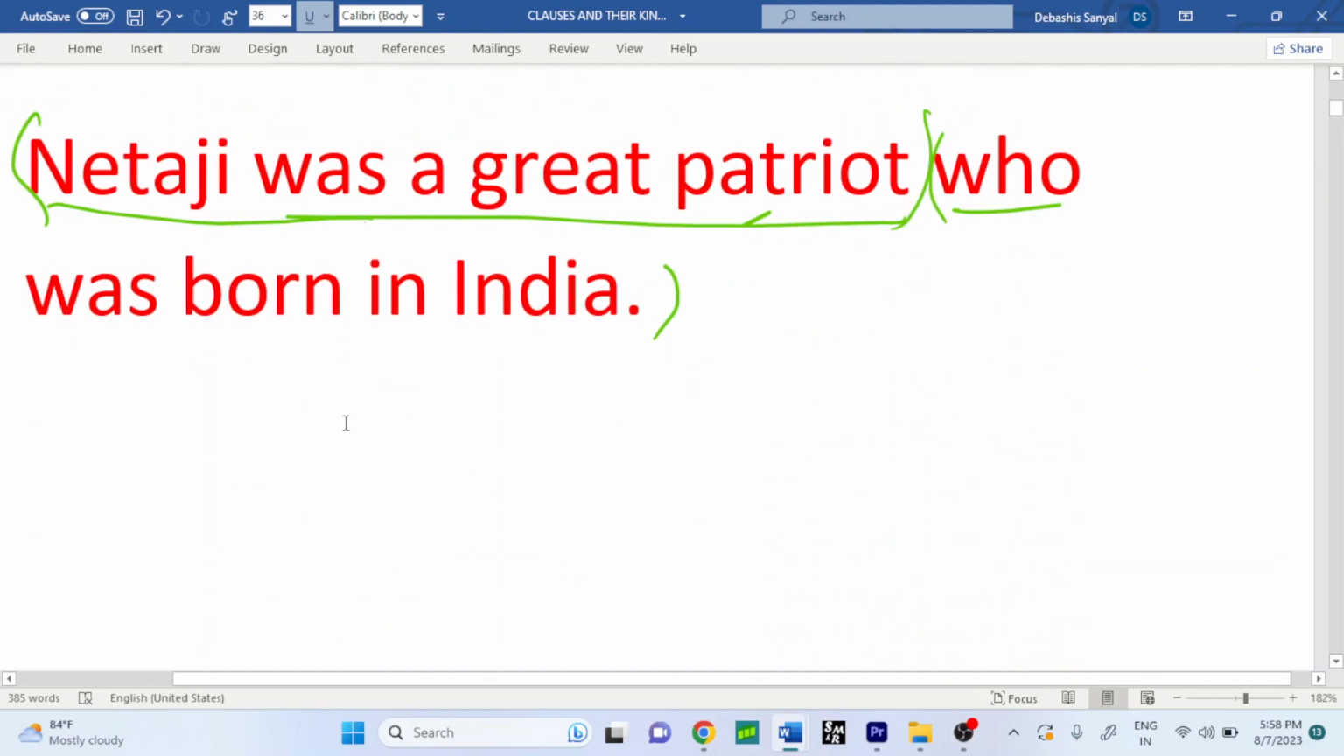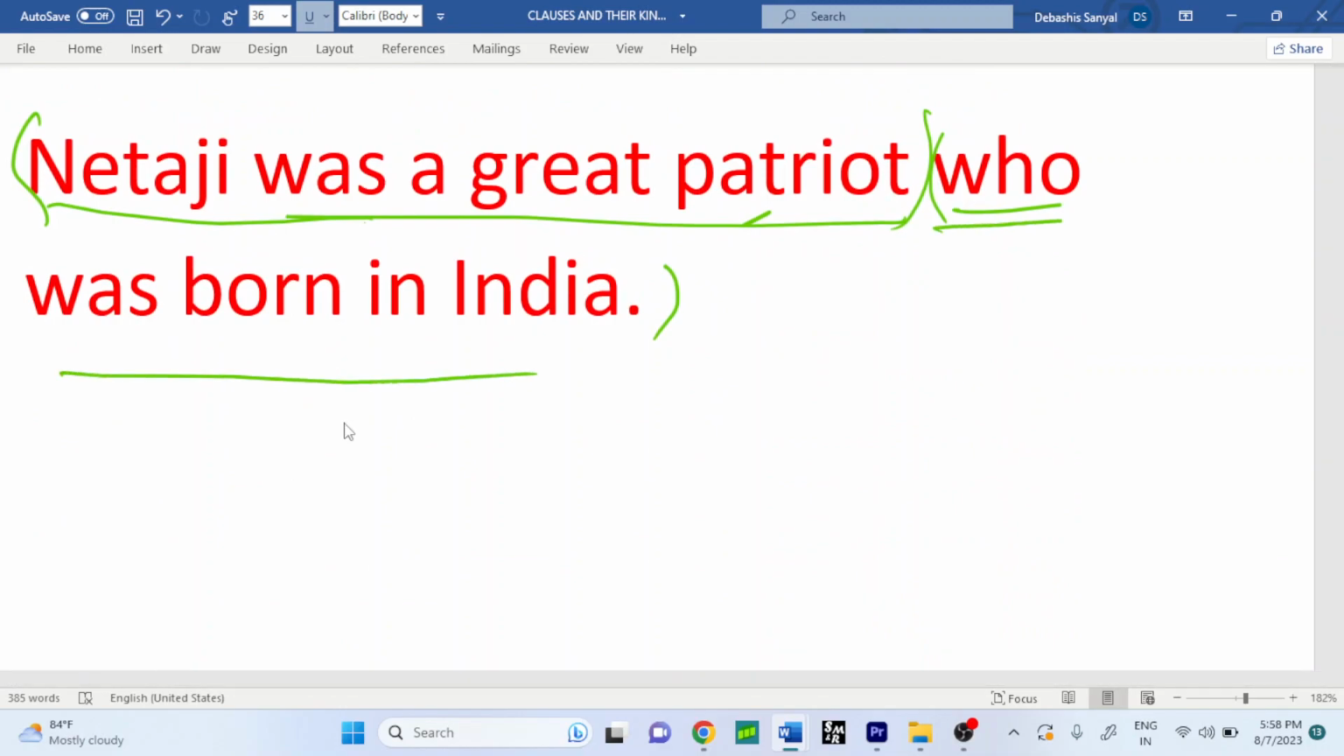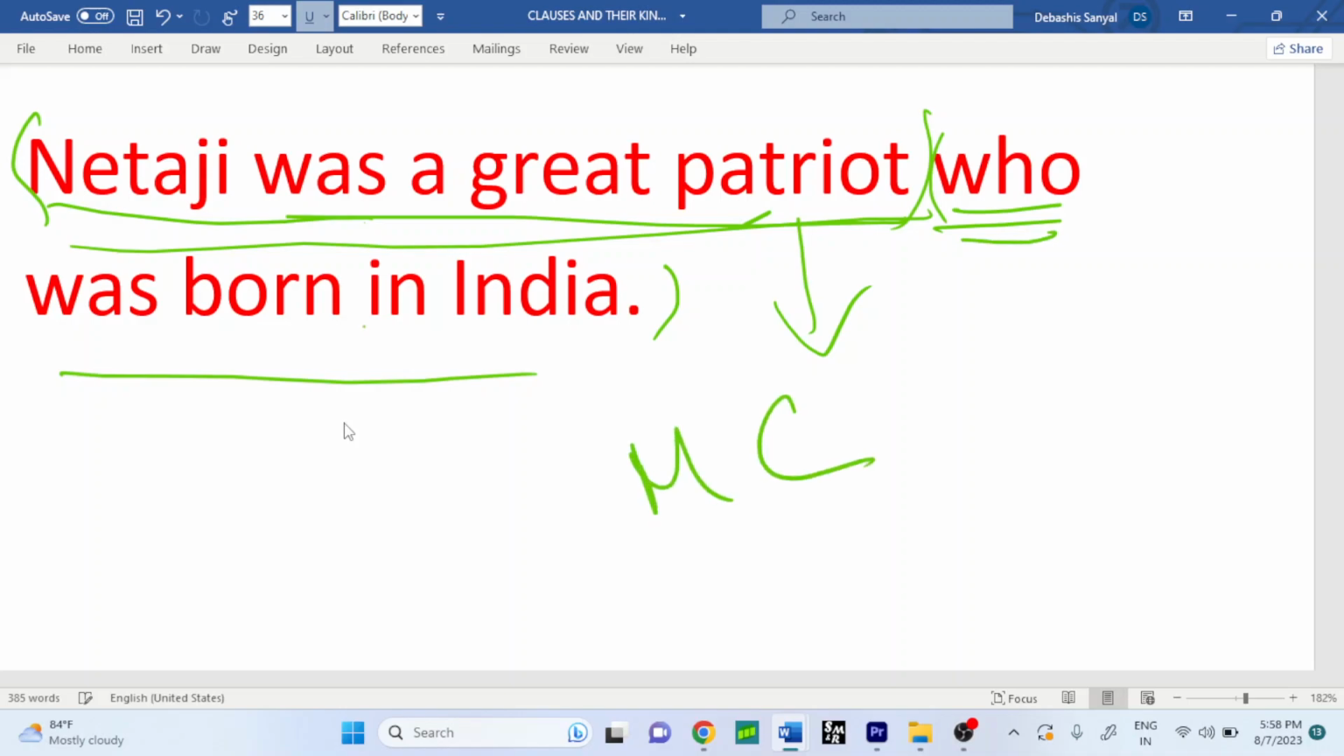Next one: Netaji was a great patriot who was born in India. Both underlined portions are clauses. "Netaji was a great patriot" is the main part. It can express its meaning by itself, so it's the main clause. "Who was born in India" is totally dependent on the main clause to express its meaning, so it is the sub clause.